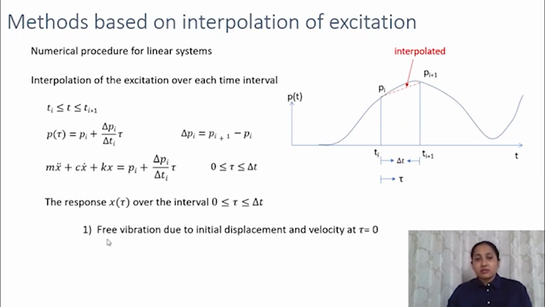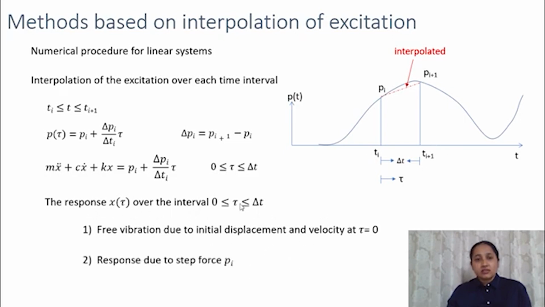First one is the free vibration due to initial displacement and velocity at tau equal to 0. That is, at time equal to ti, this single degree of freedom system will have some displacement and velocity. So that will be the initial displacement and velocity for this time interval, that is the time interval between ti and ti plus 1. So because of those initial conditions, there will be a free vibration. So the first component of this response will be that free vibration.